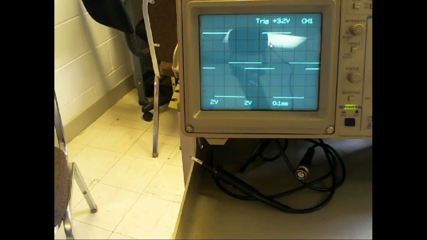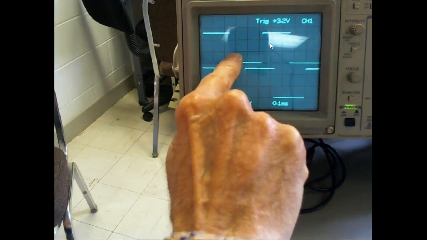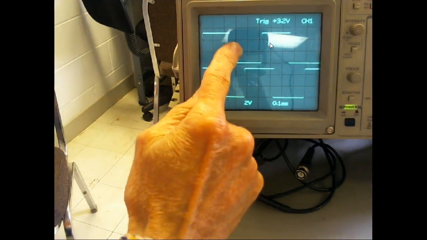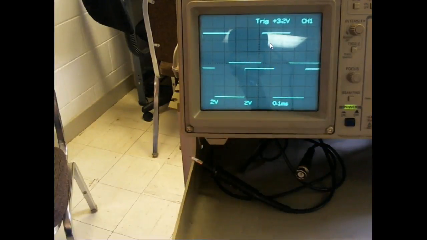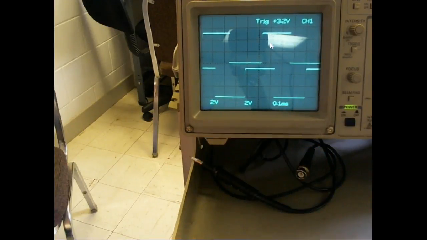The way they normally teach is to count the number of divisions, and then multiply it by the speed. We have 5 minor divisions between each major line, so each one of those is worth 0.2. So I counted 1, 2, 3, 4, 5, and there's 1 minor division, so I said 5.2 times this speed right here. That gives me the time. Then I can take the reciprocal of time, and that gives me the frequency.